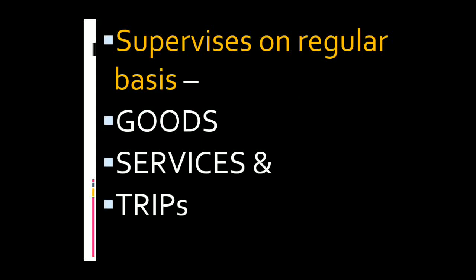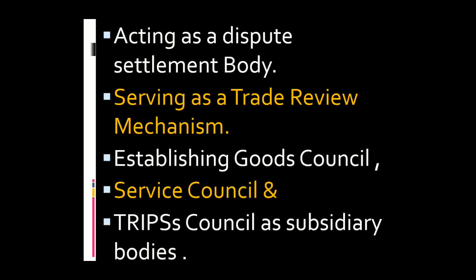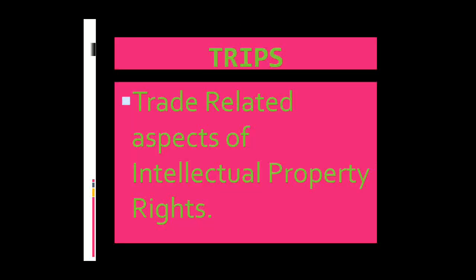Next is General Council of WTO. It supervises on regular basis the goods and services and also TRIPS, that is called trade related intellectual property rights. Acting as a dispute settlement body, serving as a trade review mechanism, establishing goods council, service council and TRIPS council as subsidiary bodies. TRIPS means trade related aspects of intellectual property.